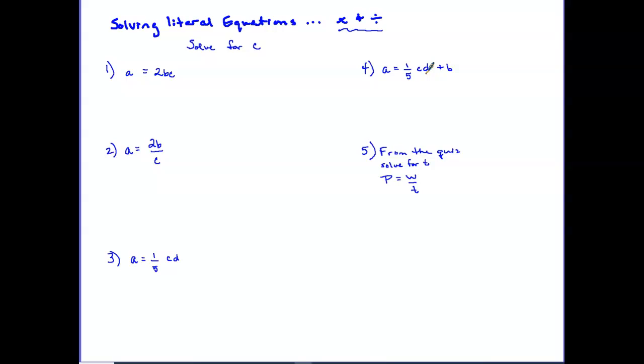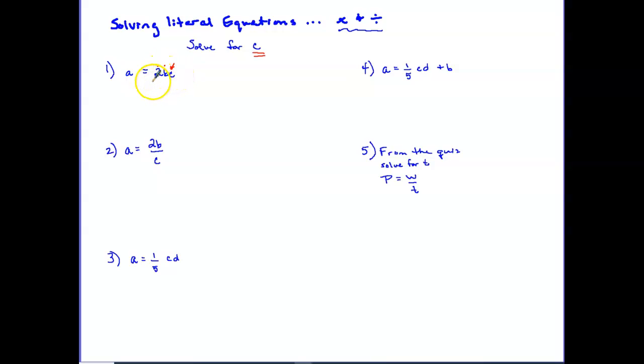So if you see multiplication, you undo it with division. If you see addition, you undo it with subtraction. So let's practice this. In all of these, we're going to be solving for C. So here's my variable I want to solve for, which means I need to get it all by itself on one side. It is connected to the 2 and the b through multiplication. That's 2 times b times c.